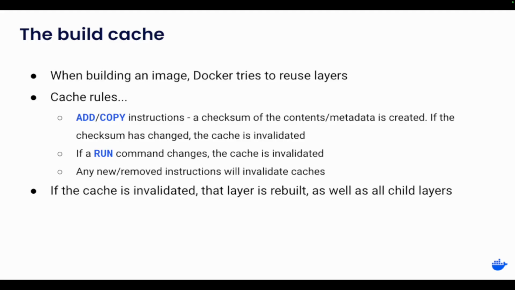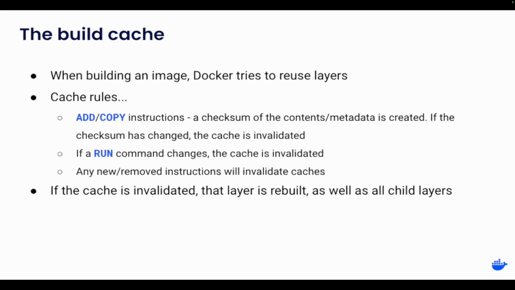So the build cache becomes very important when you're actually building images. The build cache tries to reuse layers wherever it can. So the cache rules state for each add and copy instruction, a checksum of the contents or metadata is created. If the checksum is changed, the cache is invalidated. What this means is that if you're copying in, for instance, the source directory to your image, and you change something within that source directory, the checksum will change, and therefore the cache is invalidated because you changed what needs to be copied. If a run command changes, the cache is invalidated.